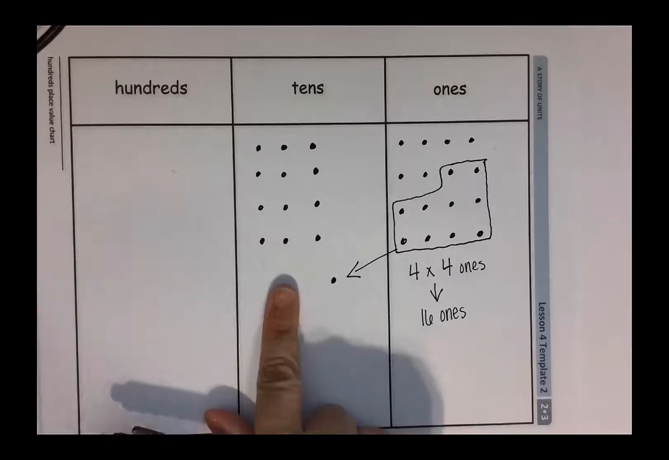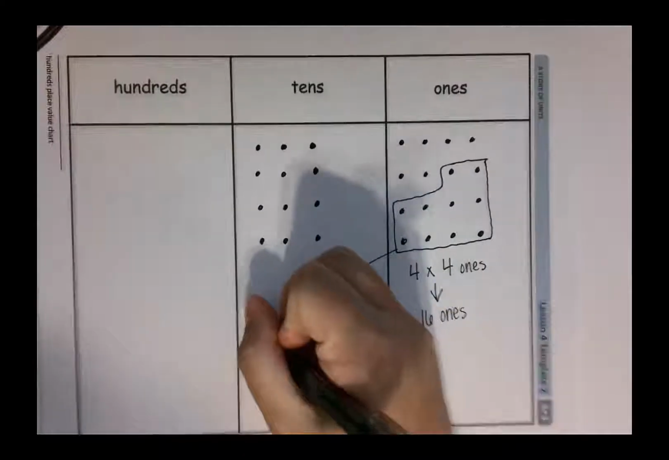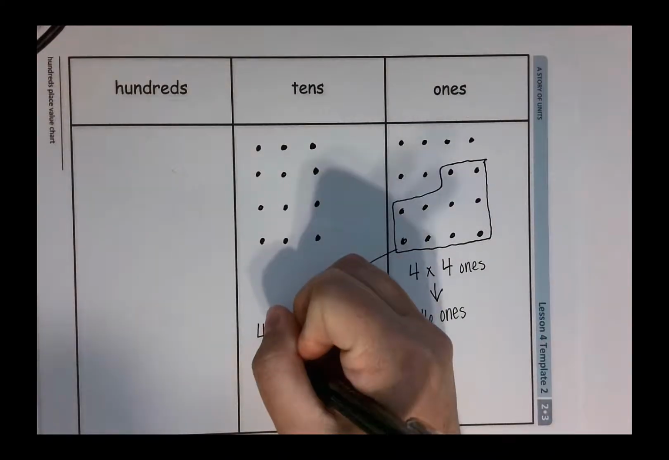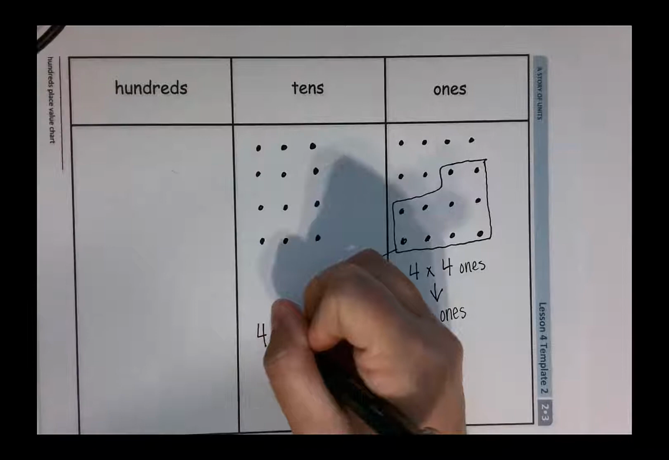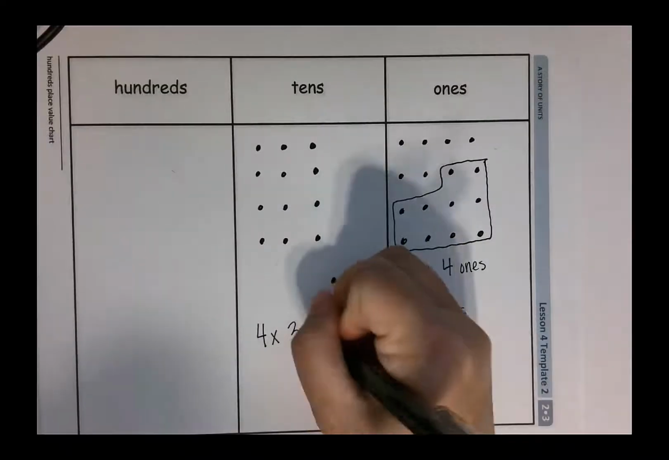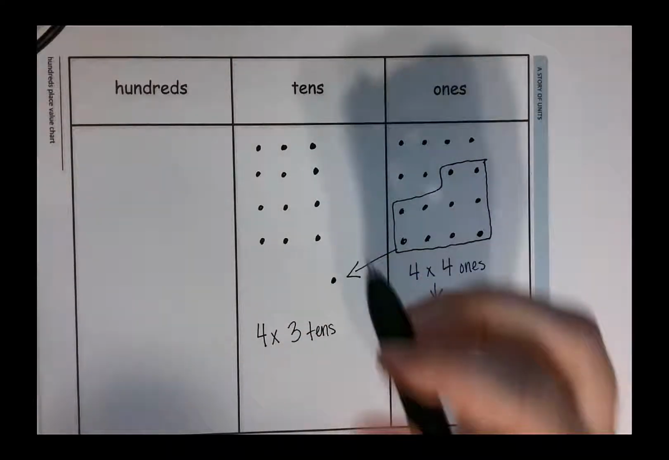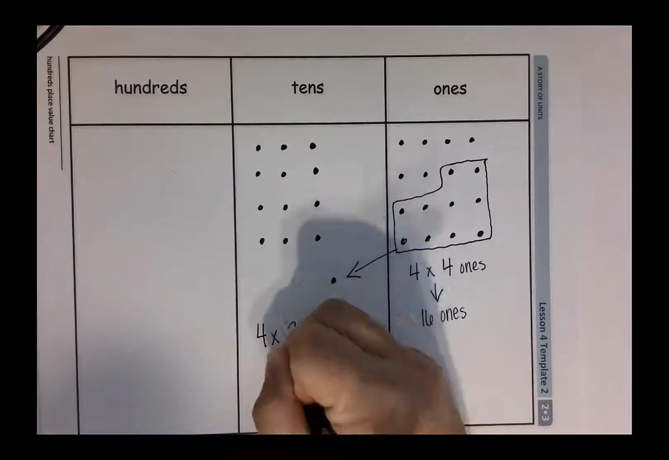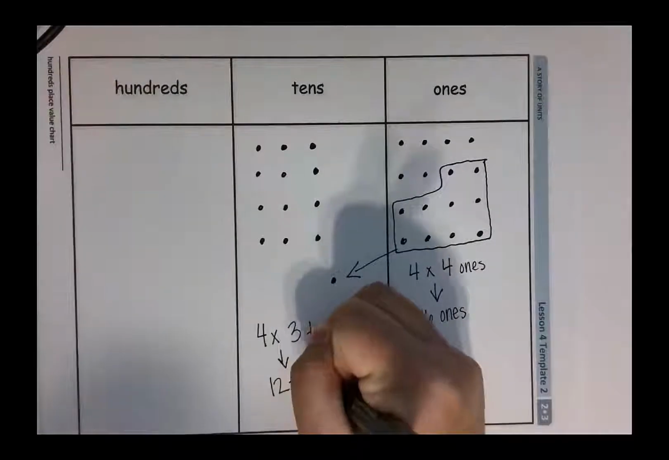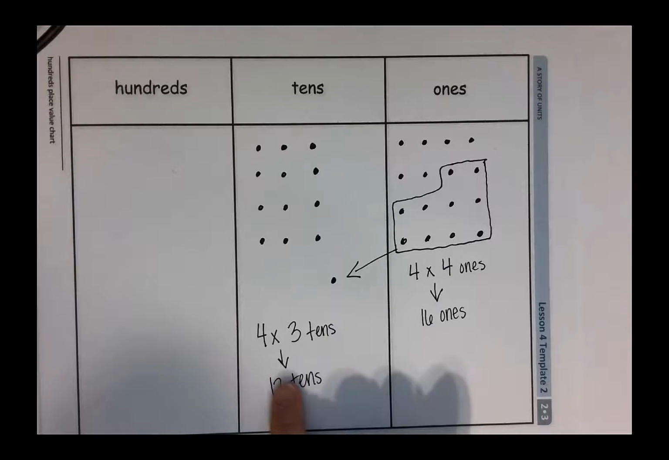So now that I've counted my total value in my ones place, I'm going to move over to my tens place, and I'm going to find the total value of tens that I have. So again, I have 4 groups of 3 tens, and that is 12 tens. And I'm not counting this one that we regrouped right here because we're just finding this total right here.